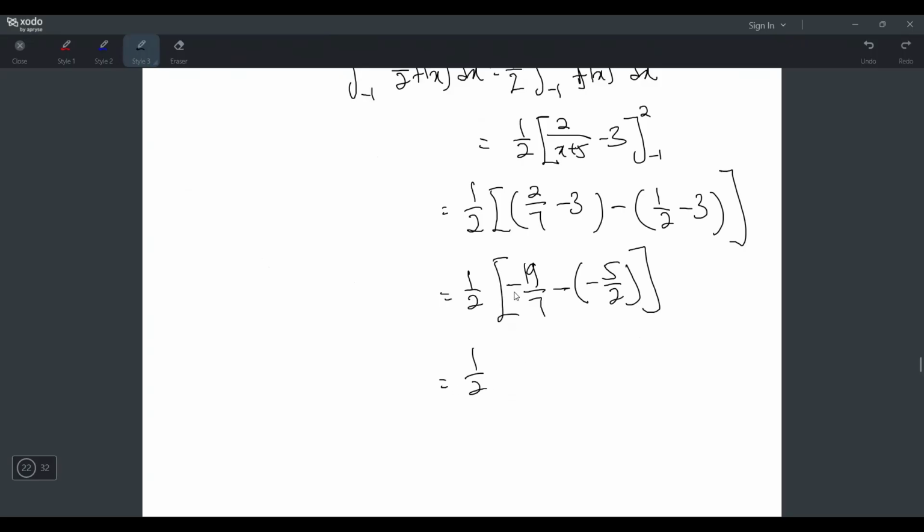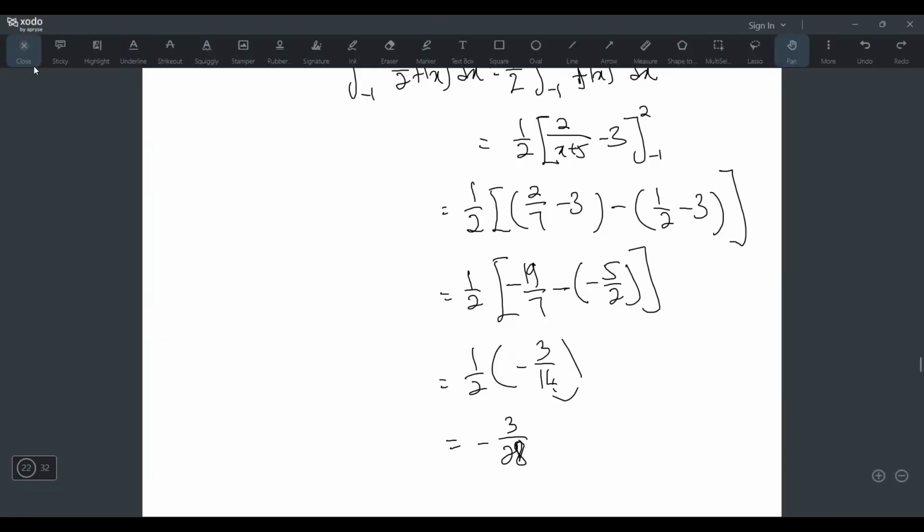Okay, now you press negative 19 over 7 plus 5 over 2. So wait for me, I'm pressing now. Okay, my calculator gives me negative 3 over 14. So now you just have to do negative 3 over 14 times 1 over 2, which is negative 3 over 14 divided by 2. So you press this in your calculator, answer divided by 2, you get negative 3 over 28. Okay, so that is the final answer. Okay, done.